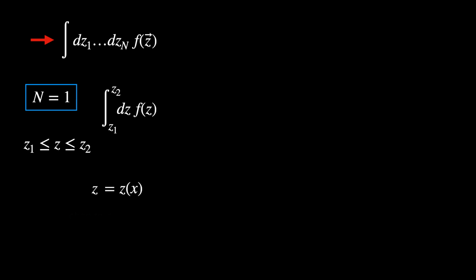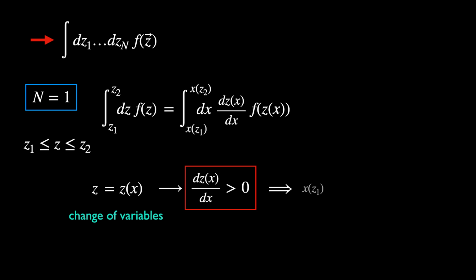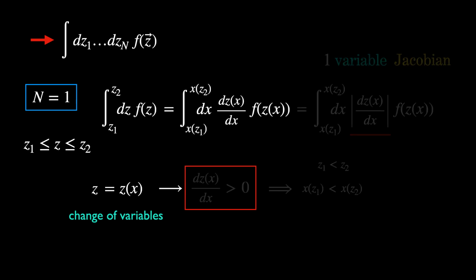Let's change variable to x. For one variable, this is straightforward. dz is simply equal to dx times the derivative of z with respect to x. If this derivative is positive, z would increase with x, and the integration limits in both integrals would already satisfy our limits convention. dz/dx could also be replaced by its absolute value due to its positivity. This is just a one-variable Jacobian, and we have the standard result.